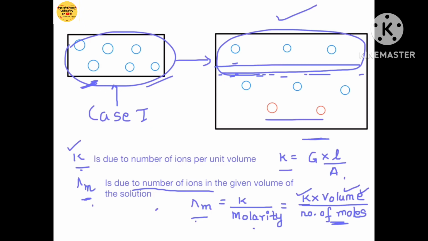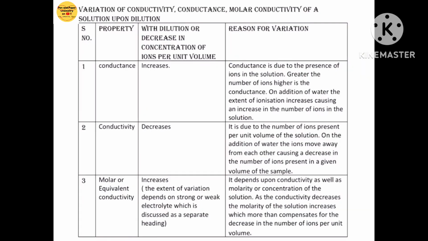So how do we explain this? I have got a small chart for you which explains this entire thing in a bird's eye view. We've got variation of conductivity, conductance, molar conductivity of a solution upon dilution or decrease in concentration. So I've tabulated conductance, conductivity, molar conductivity: increases, decreases, increases. A reason for variation is also listed.